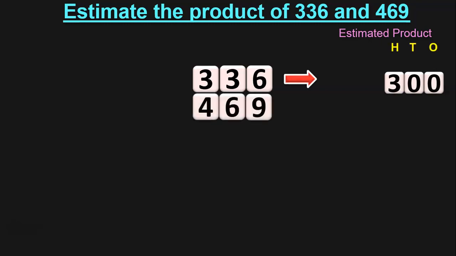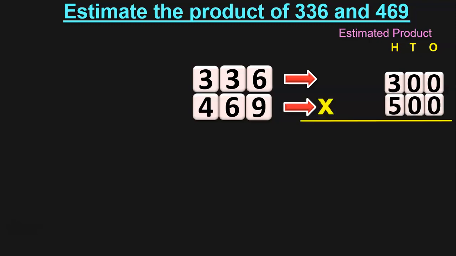We're going to round off 336 to the nearest 100. We see that 336 is lesser than 350. That is, it is below the middle value 350. So you will round it down to the nearest 100, which is 300. Next, 469 is above 450. So we'll have to round it up to the nearest 100, which is 500. So next, we have to multiply 300 by 500.